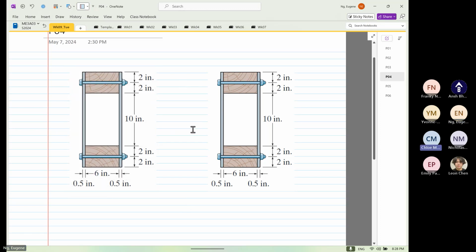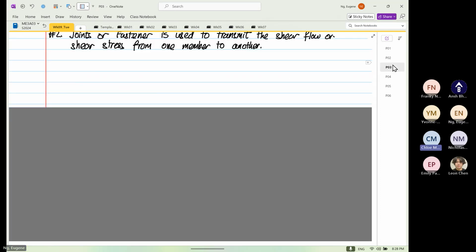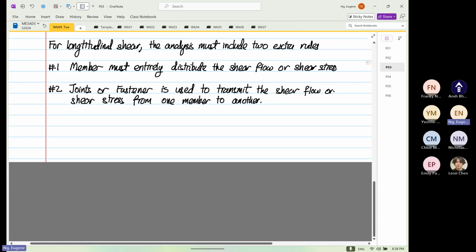What was the second rule? I didn't catch that, say it again. Oh, the second rule? Okay, the joint or fastener is used to transmit the shear flow or the shear stress from one member to the other. Okay, thank you.